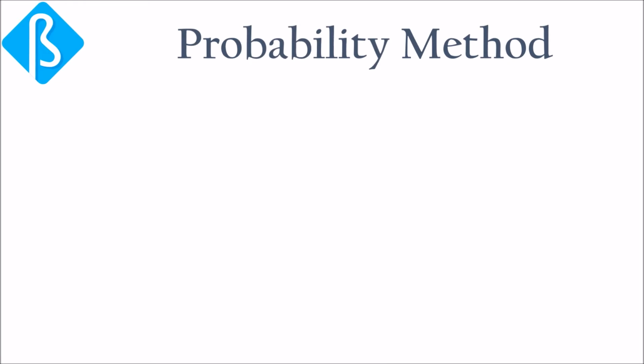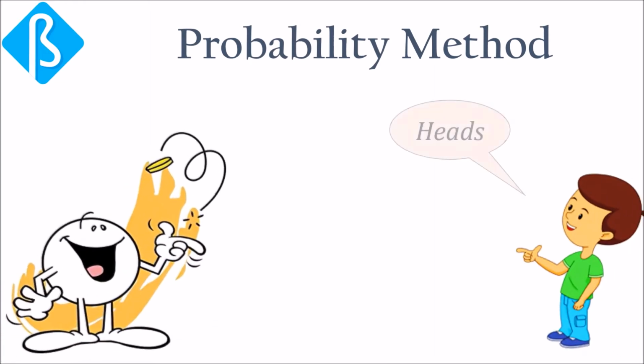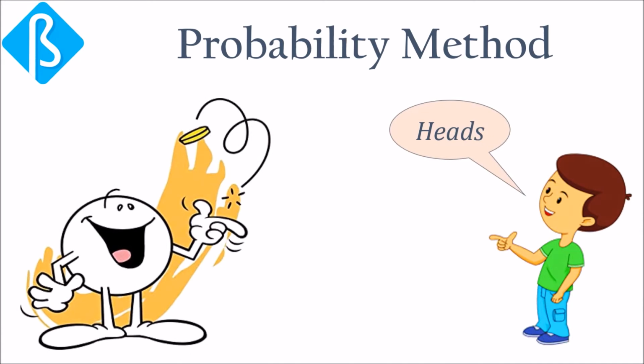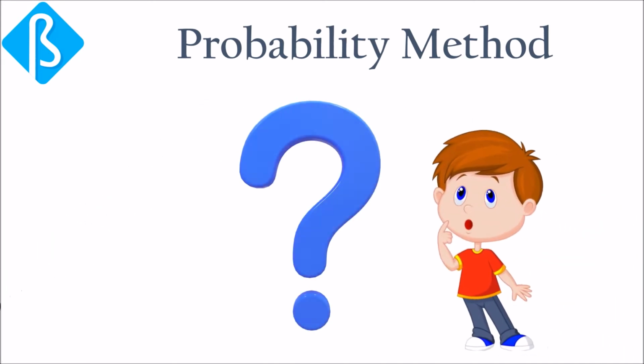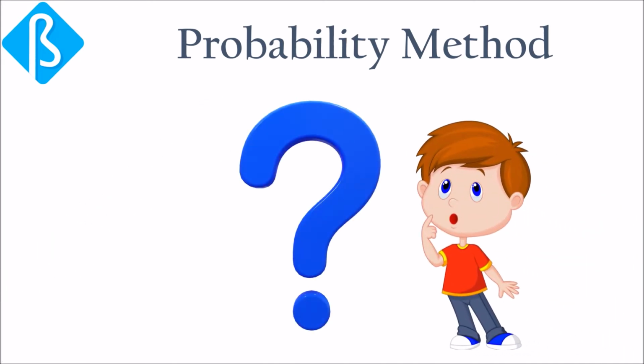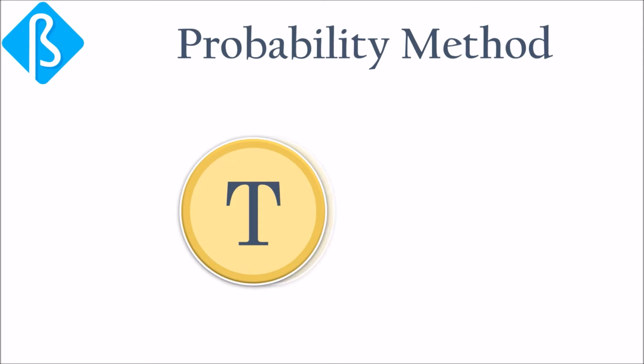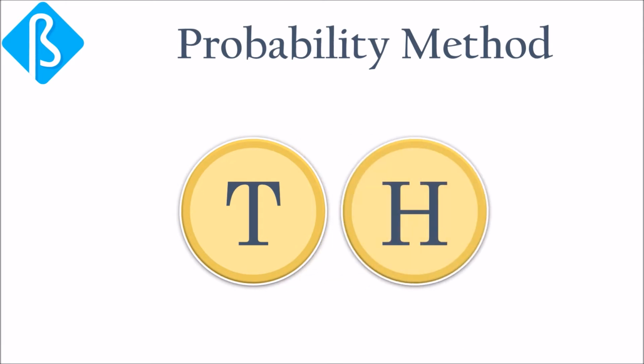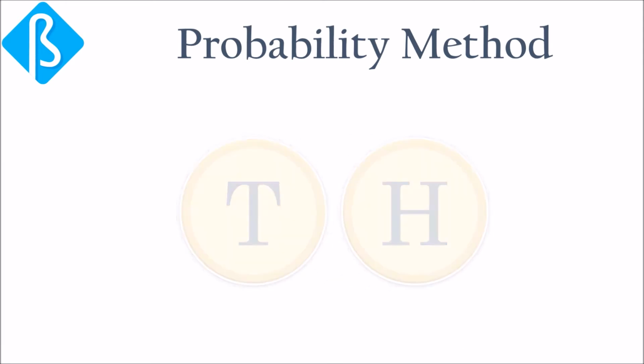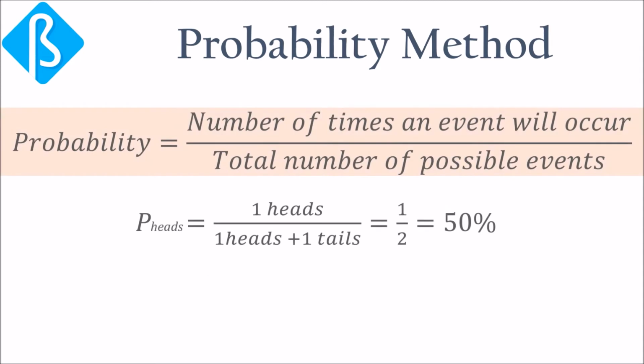To understand it better, let's consider that you toss a coin and ask for heads. What will be the probability of your win in this situation? We know that there are only two possible sides that can appear after a coin is tossed, it could be tails or heads, which is your winning side. So we can get the probability by an equation where the number of times an event will occur is divided by the total number of possible events. So, the probability of your winning here is 50%.